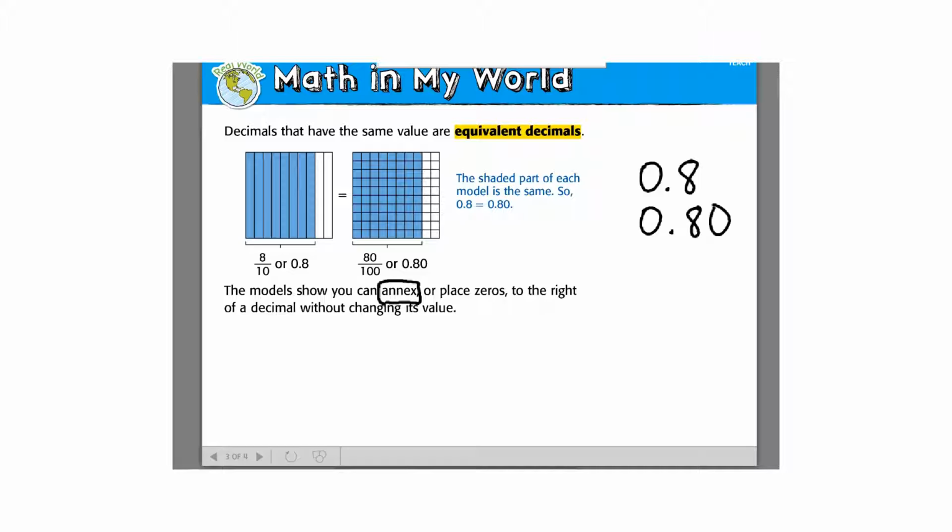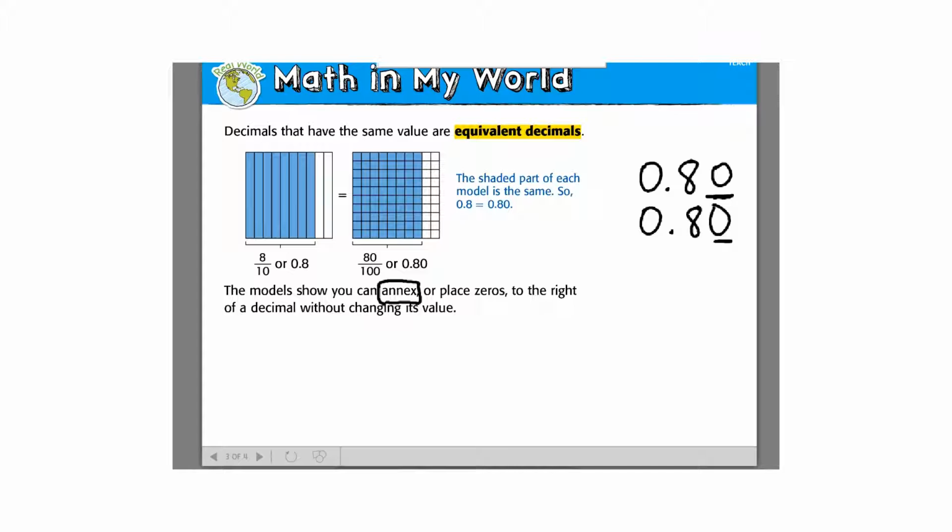The word is annex. When you annex a 0, what that means is sometimes when you're comparing numbers, do you see how this number goes all the way to the hundredths place and this number only goes to the tenth? So you kind of have this blank spot right there. When you annex a 0, that means that you place a 0 in any empty spots so that you can more easily compare all the way across. So you're not comparing a 2 with a blank. Instead, you have a 2 with a 0. So the term for that is called annexing a 0.